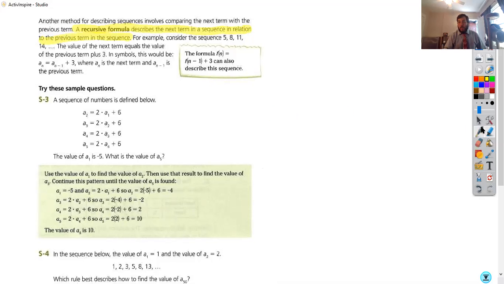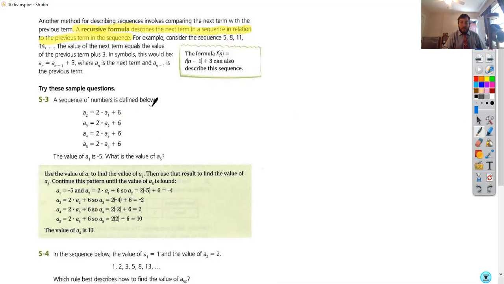So, for example, if we're taking a look at 5, 8, 11, 14, the value of the next term is equal to the previous term, so 11, then plus 3. So to find the next term, we're just taking the one before it and adding 3. So we always need to know the term before it in order to be able to find the next term in the sequence. So here's a sample question.